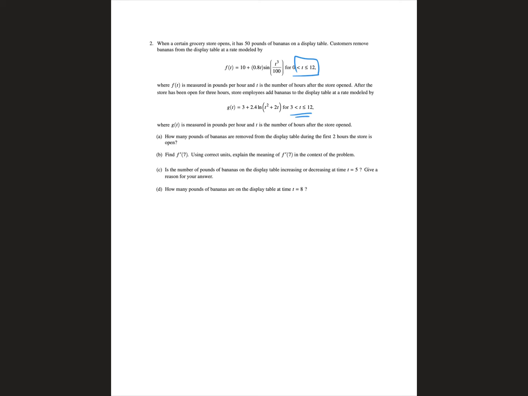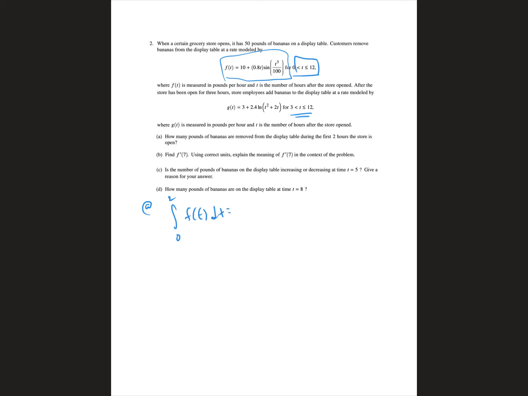So for part A, how many pounds of bananas have been removed during the first 2 hours the store is open? So we've done problems like this plenty. We have a rate of change for bananas being removed. We're going from 0 to 2. So from 0 to 2 of f of t. And I would pop that into my calculator.